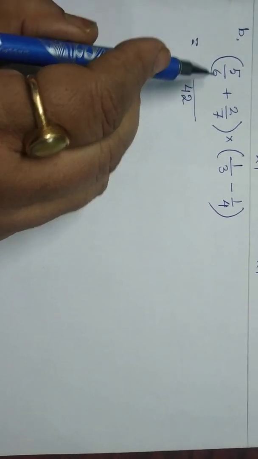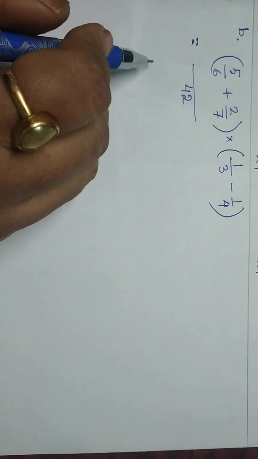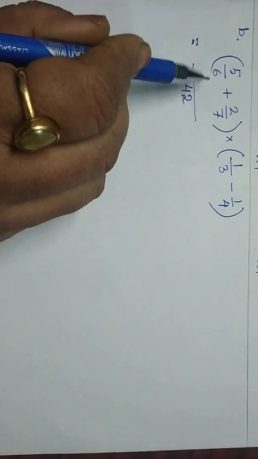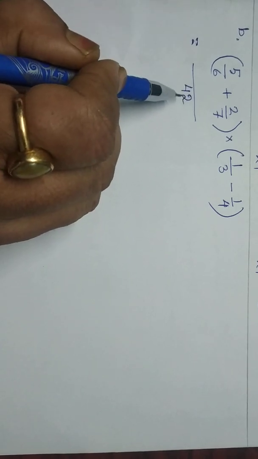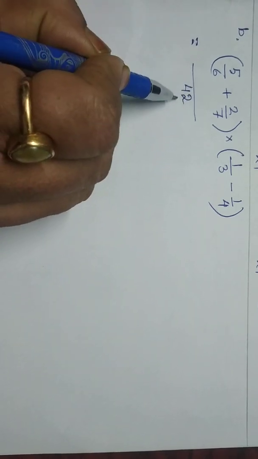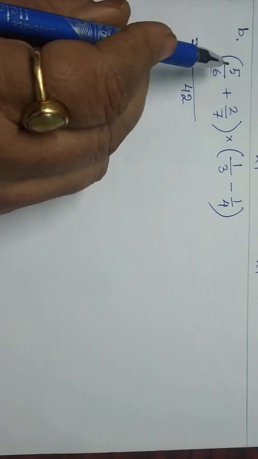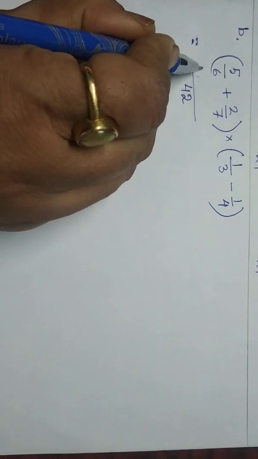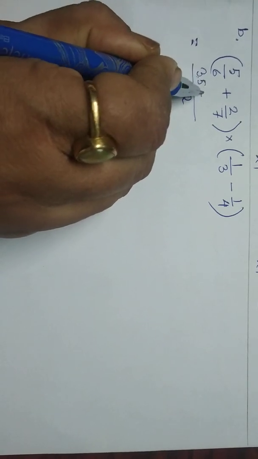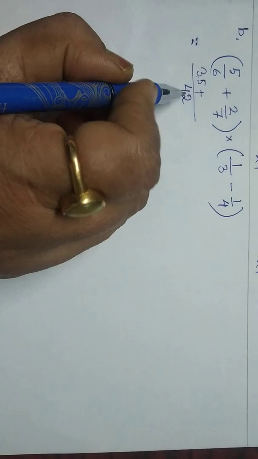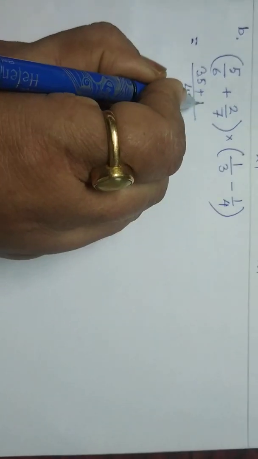Why? Because 6 and 7 have no common factor other than 1. That's why to find the LCM of 6 and 7 we have to multiply. 6 7s are 42. Now this 42 if we divide by 6, then we get 7, 7 into 5 is equal to 35, plus if we divide 42 by 7, then we get 6, 6 into 2 is equal to 12.